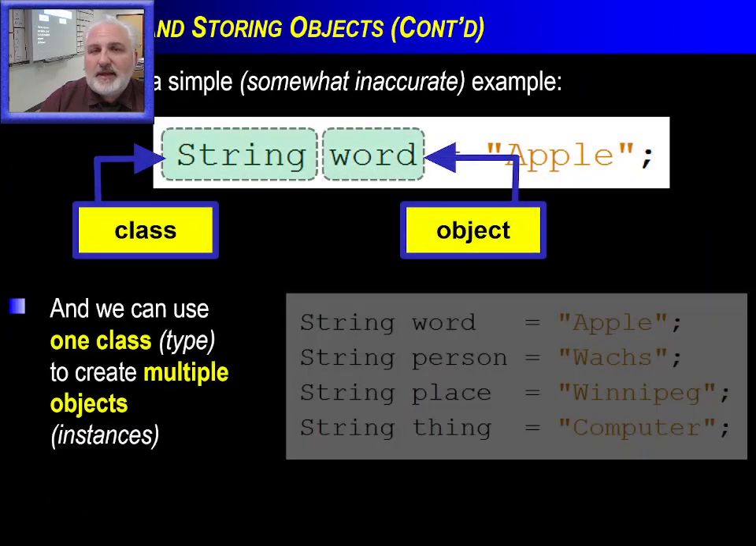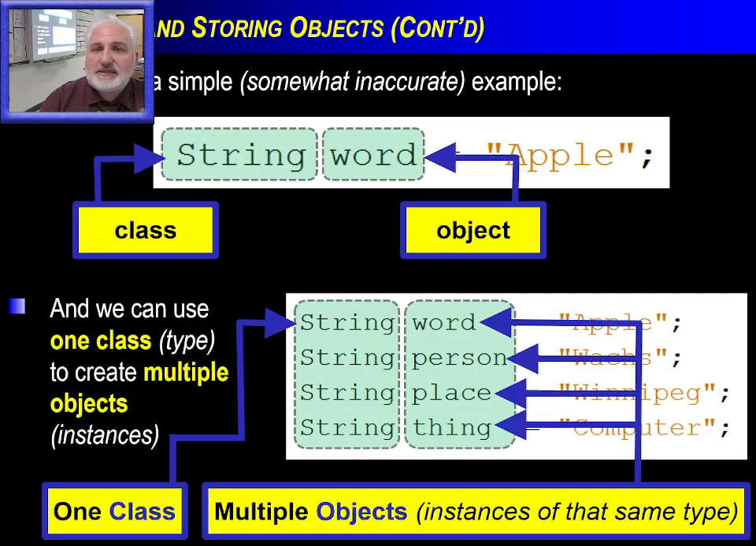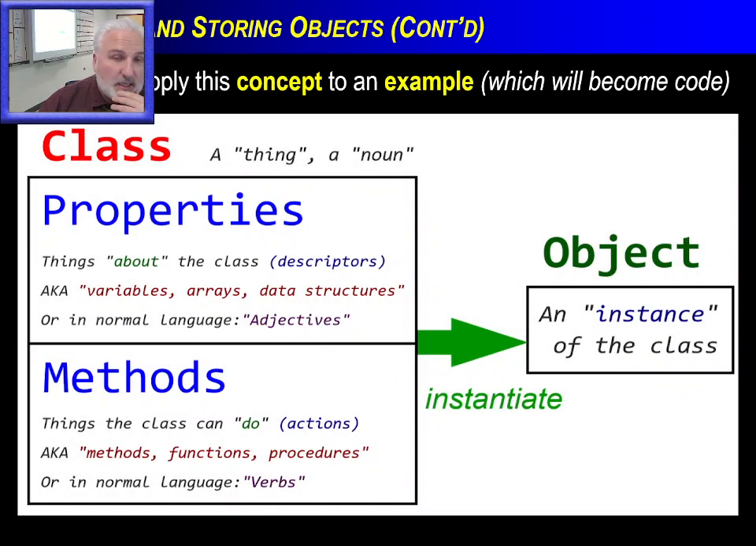Okay, maybe this will make things more clear. In a line of code like String word = "apple", String is the name of the class, word is the name of the object of that class. And you can see that in the next lines where we have multiple lines of code where the class String is used each time, but the name or the identifier name of the object changes from word to person to place to thing. Okay? We have one class and multiple objects or multiple instances of that class.